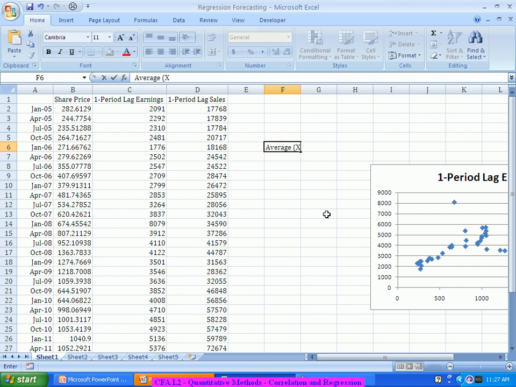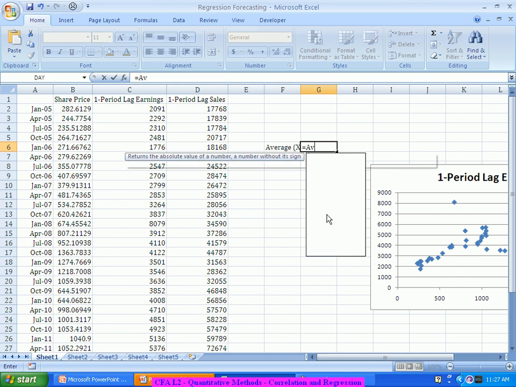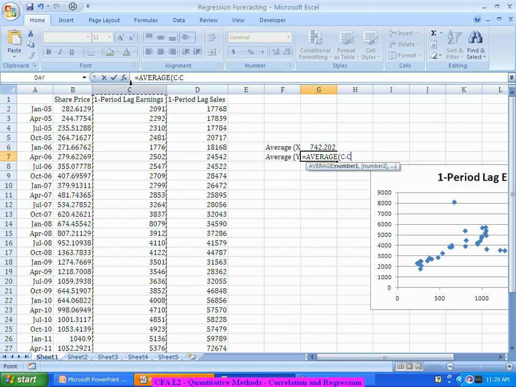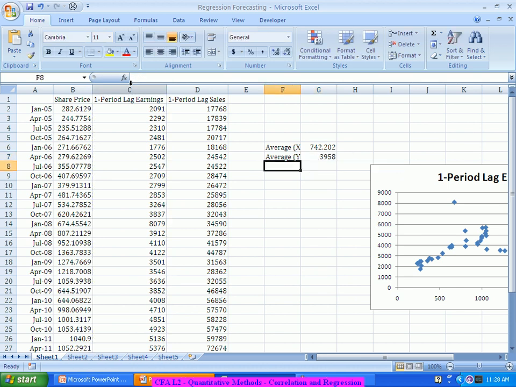So first, just as a quick refresher, x bar is a simple average of the values, the average of x, and y bar is the average of y. Here I am taking y as the 1 period lag earnings and x as the share price. So I am taking the average of the 1 period lag earnings. So this is what it is.